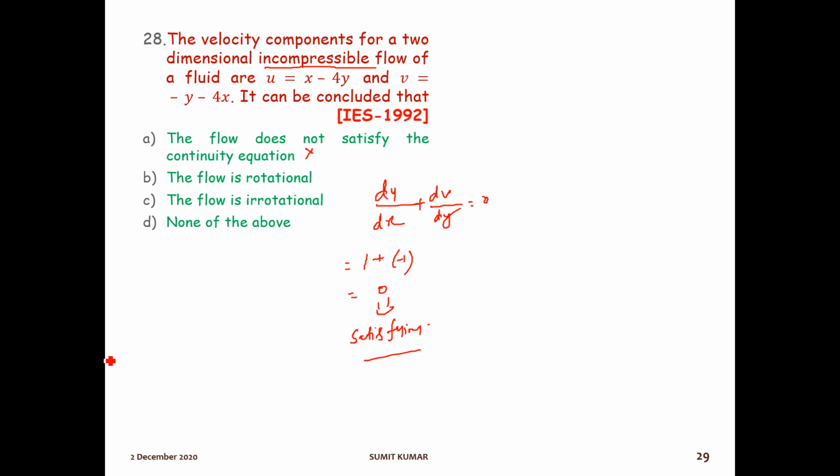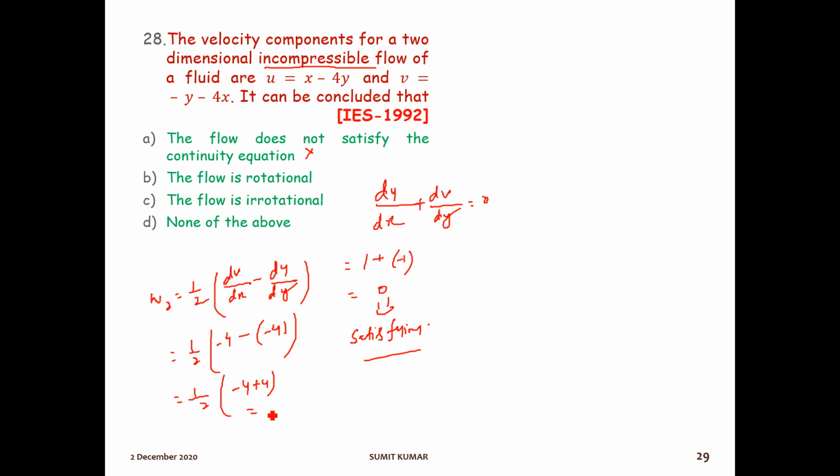Now check for rotationality. So we will compute omega z, half of dv by dx minus du by dy. Here v is minus 5 minus 4x, so dv by dx is minus 4, minus du by dy. Du by dy here is minus 4. So it is coming half of minus 4 plus 4, which means it is 0. It means the flow is irrotational. Option number C is the correct answer for this question.